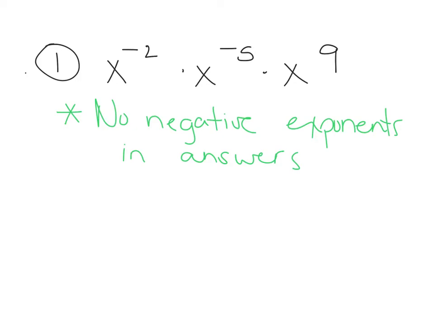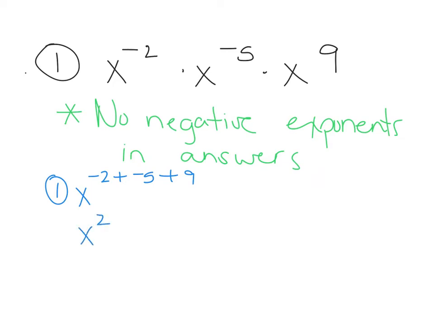Okay, so if we look at this problem right here, x to the negative second times x to the negative fifth times x to the ninth, I'm going to show you 2 ways to do this problem. The first way, I'm going to go back to our multiplication rule, and that said that anytime you have like bases, you add the exponents. So if I take x to the negative 2 plus negative 5 plus 9, negative 2 plus negative 5 is negative 7, plus 9 is just x squared.